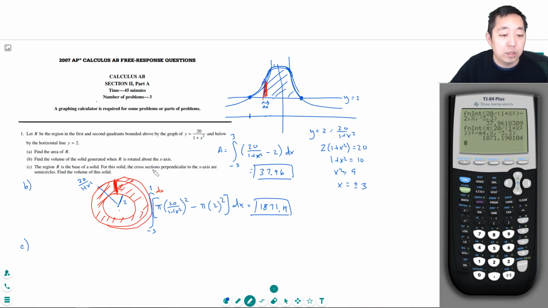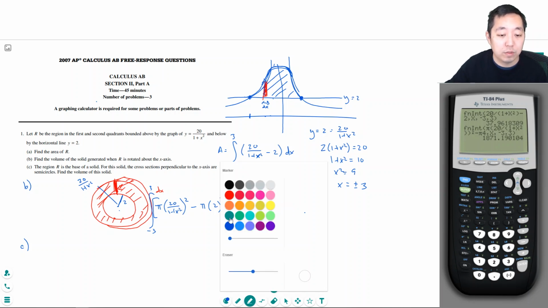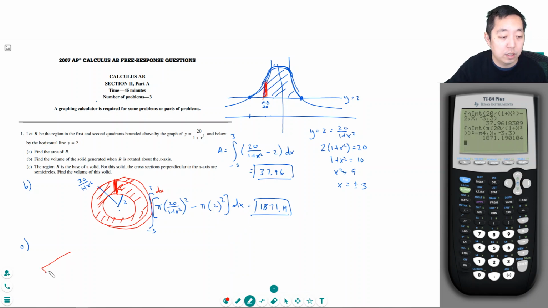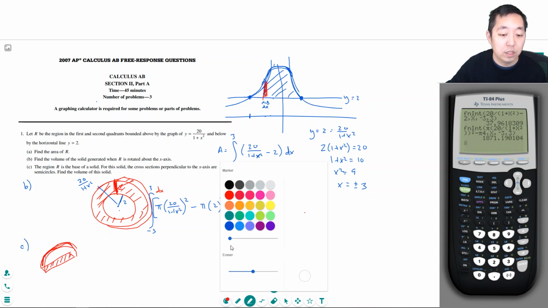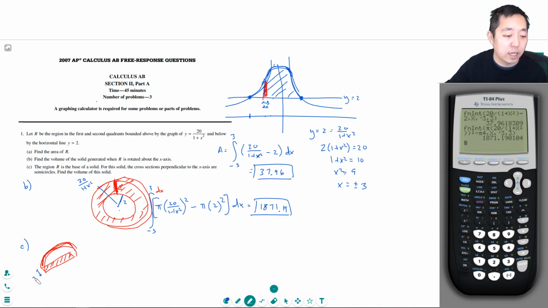C. The region R is the base of a solid. For this solid, the cross sections perpendicular to the x-axis are semicircles. So now this rectangle forms a semicircle. If I draw this rectangle here, this is the same rectangle, but it forms a semicircle shape like this. And I want the volume of this. The thickness of this is still dx. This whole length we decided was 20 over 1 plus x squared minus 2, this value minus this value. That's the length of this.